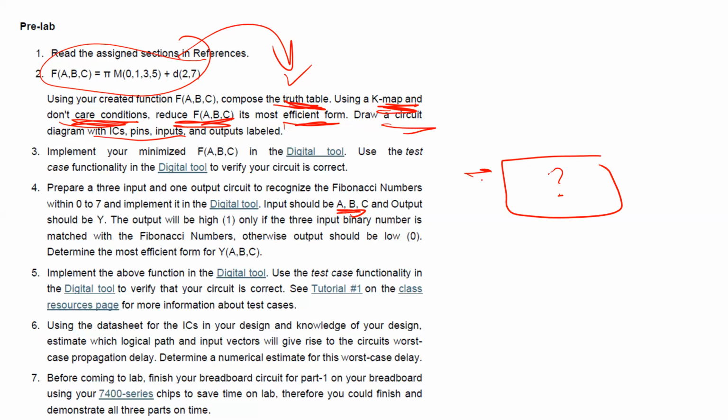This logic circuit has 3 inputs, A, B, C. This ABC should give you a number from 0 to 7, and the output should be 0 or 1. The output should be 1 if the input number is actually a Fibonacci number, otherwise it's not a Fibonacci number.